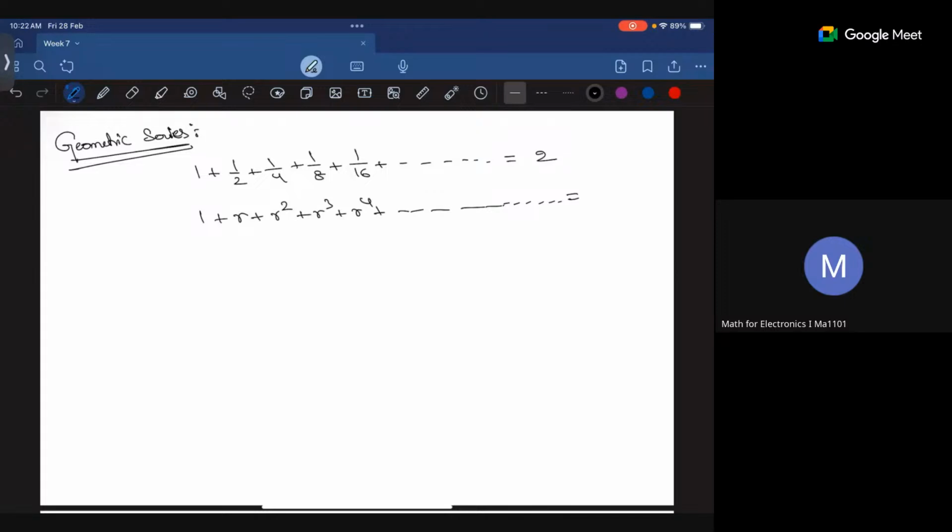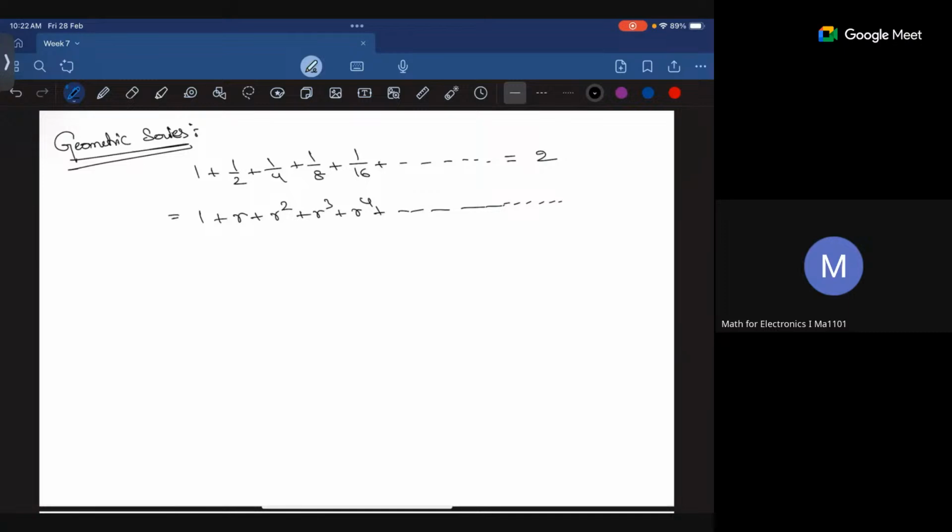Come on, you would have studied this also. So 1 plus r plus r square plus r cube and so on will be equal to 1 by 1 minus r. Yes, no? Yes, sir. Okay. So this is very easy, even though you forgot the formulas.